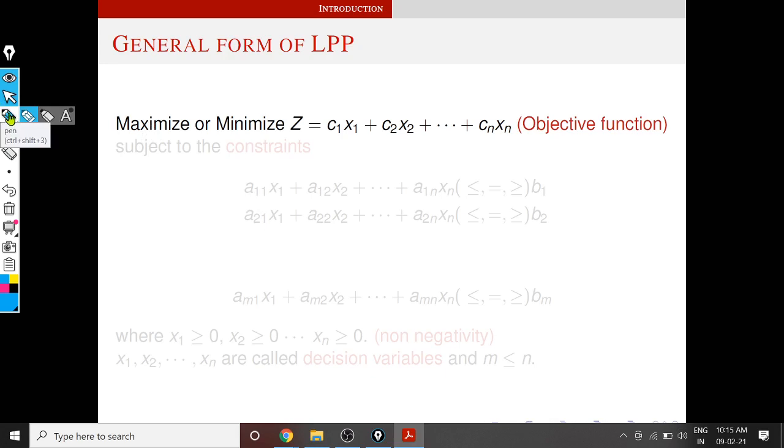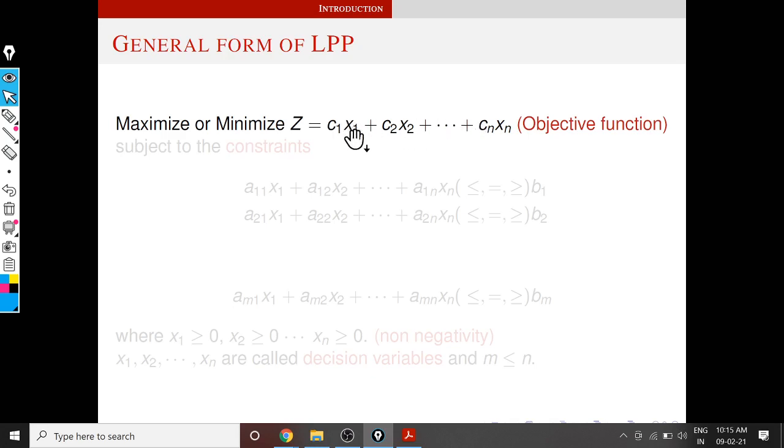Then next we are going to define the general form of an LPP. Maximize or minimize z is equal to c1x1 plus c2x2 plus ... plus cnxn. This is called an objective function, and this is a linear function.